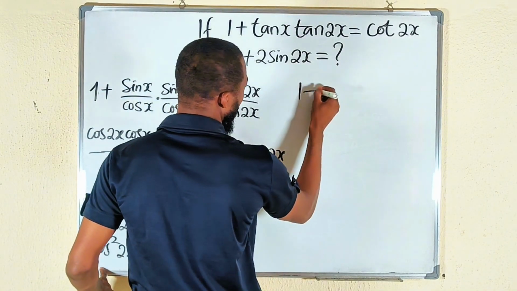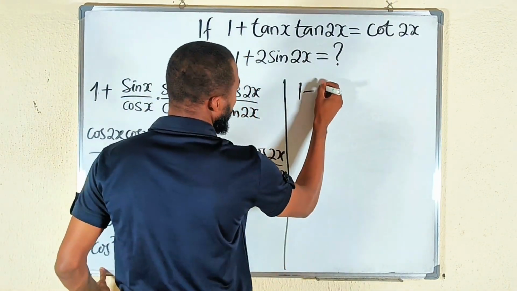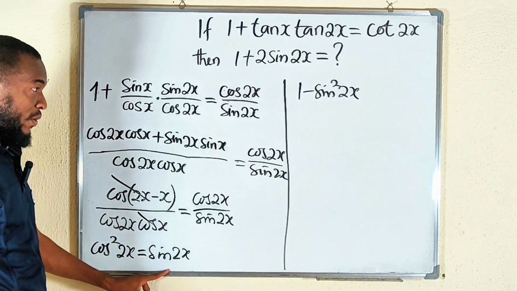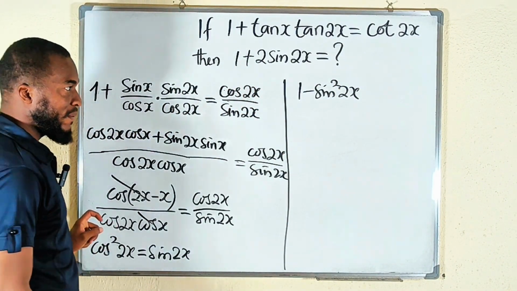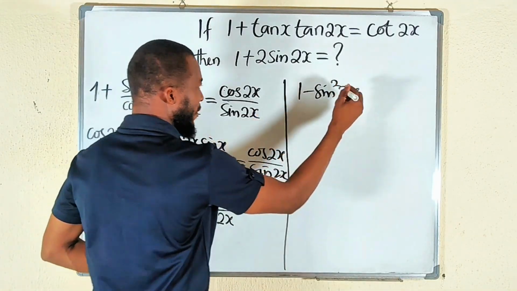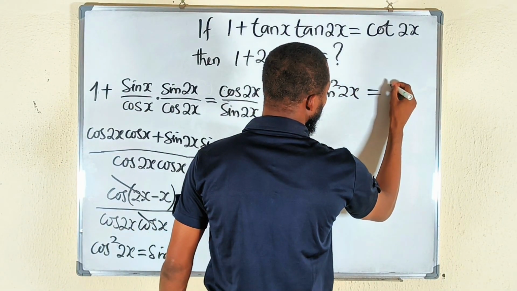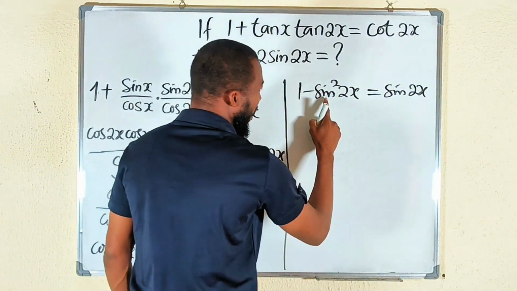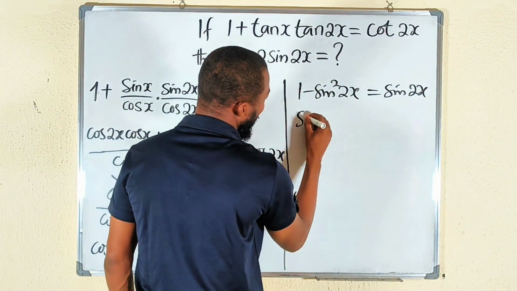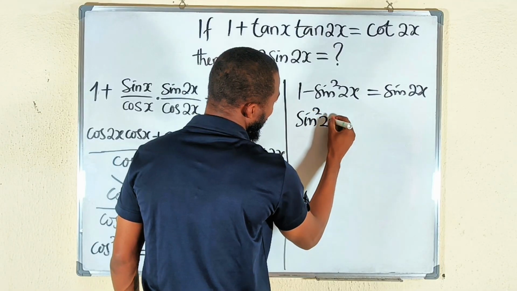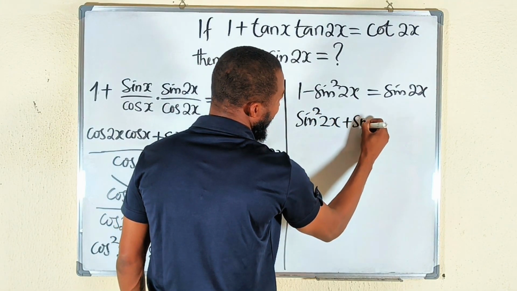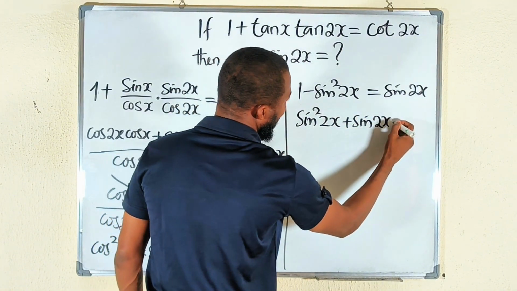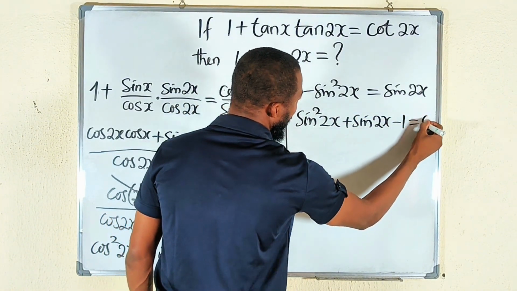1 minus sine squared 2x, right? As this crosses over, it becomes negative. Or should we leave it there and take this one to the other side? Let me just write it as sine of 2x. So take all these terms to the other side. As this crosses over, it becomes positive sine squared 2x. We still have sine of 2x there. As this crosses over, it becomes negative 1. Then everything will be equal to 0.